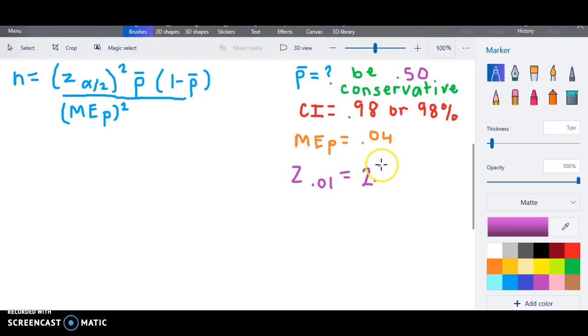So now we have the three numbers that we need to plug in. So we're going to go ahead and plug those in over here. So we know our z-score is 2.33, and we're going to square that. And then we know that p is 0.50, and then we're going to have 1 minus 0.50, which would also be 0.50.